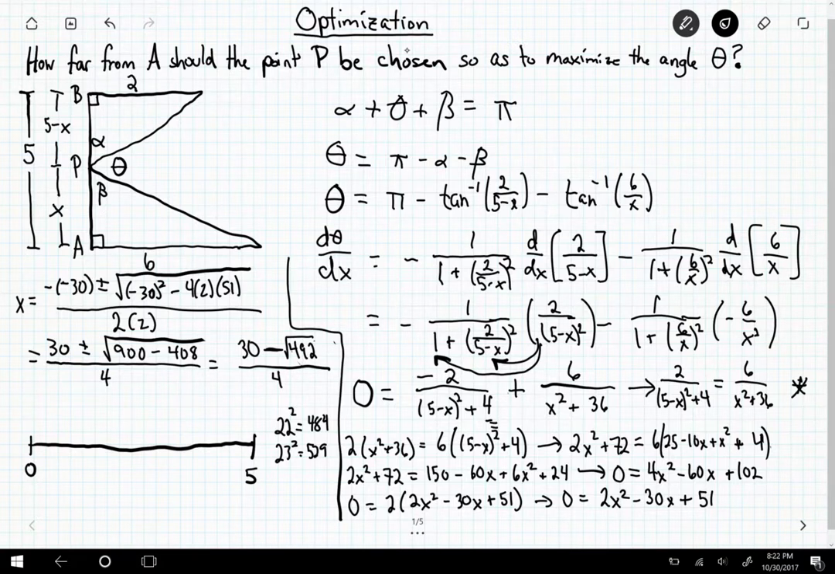Okay, so now we know this number, the square root of 492, is somewhere in between 22 and 23. With that in mind, if I go 30 minus, let's say, 22, that's 8 divided by 4, and if I went 30 minus 23, that's 7 divided by 4. Either way, I'm in that 1 to 2 range, essentially. So we'll put it over here. This number that we're going to check is 30 minus the square root of 492, all over 4.